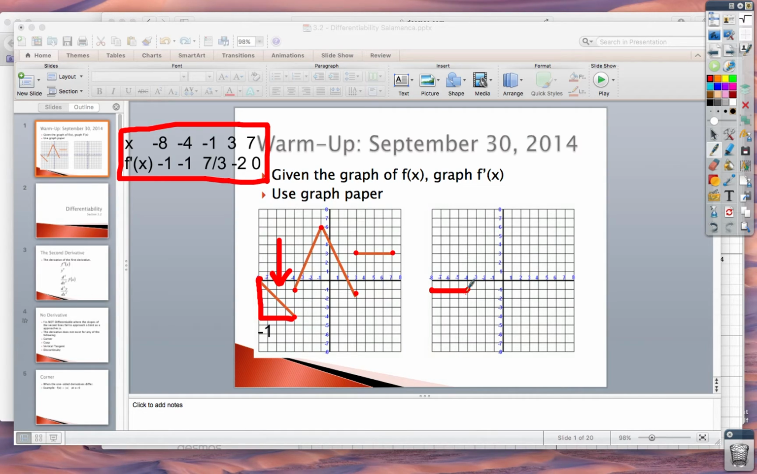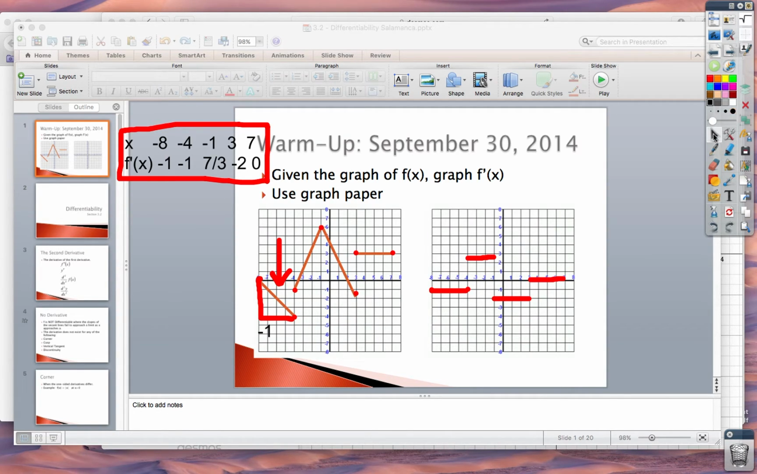And when we go from -4 to -1, we saw that it changed a little bit. Because it was discontinuous, there is no slope there, but we know that from -4 to -1, it should be at 7/3, so that's about 2 1/3. So it should be from here to here. And from -1 to 3, we know that it changed to -2. So we should be down here. And finally, from 3 to 7, it was at 0. So this is what your graph of f prime should look like.